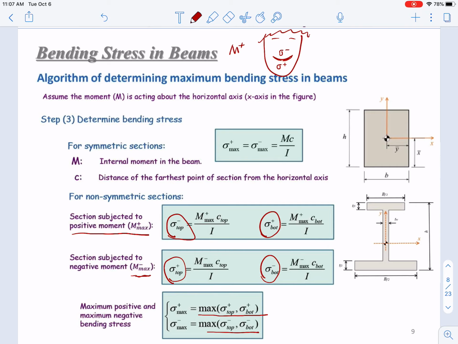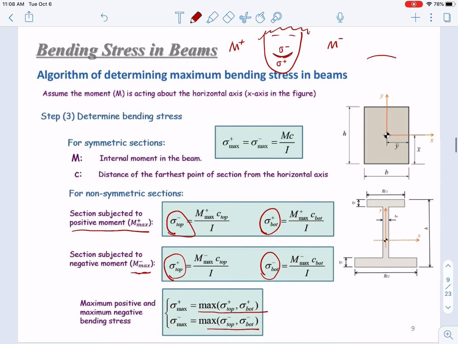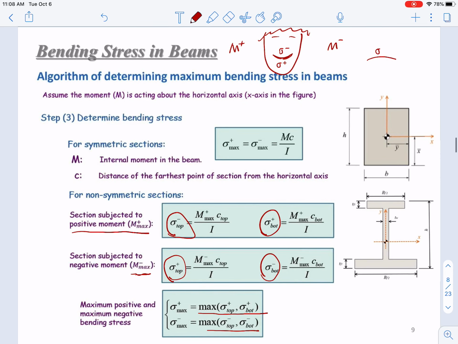So how about when it's subjected to a negative bending moment? A negative bending moment will make the beam section cry. When it's crying, on top of it, the fiber will be stretched, so the stress will be positive, and at the bottom of it, it will be compressed, so the stress will be negative. So you will get someone that is crying.